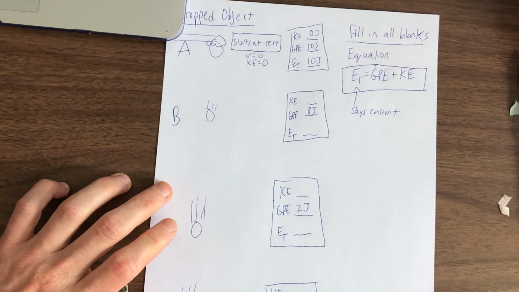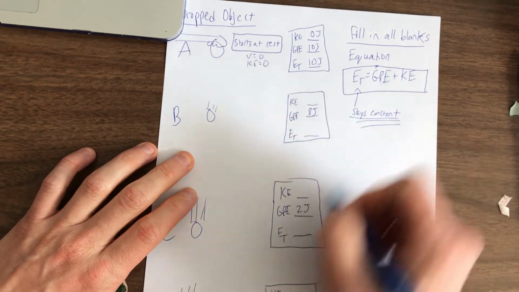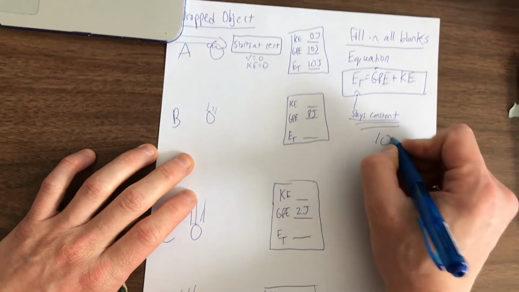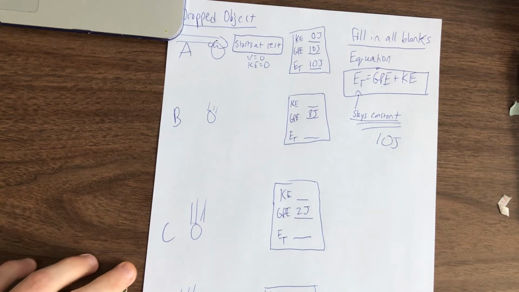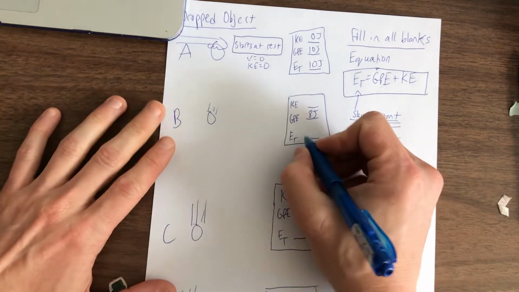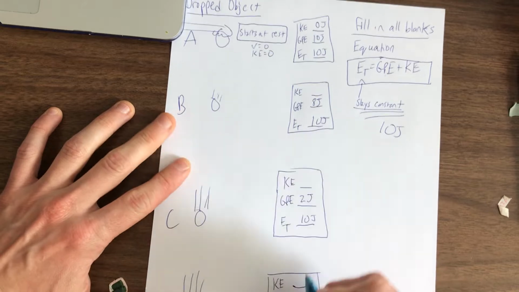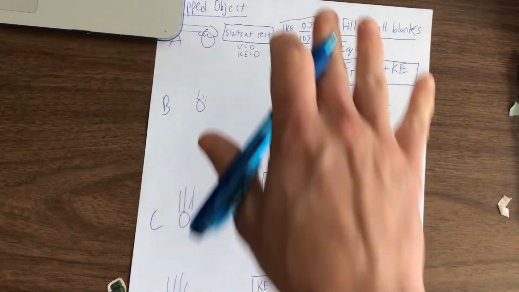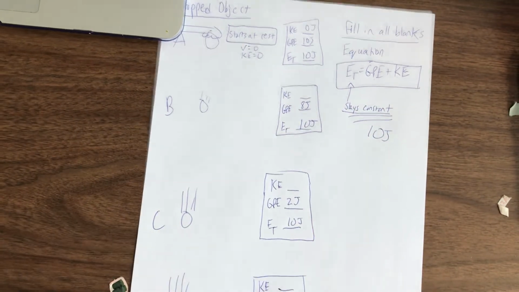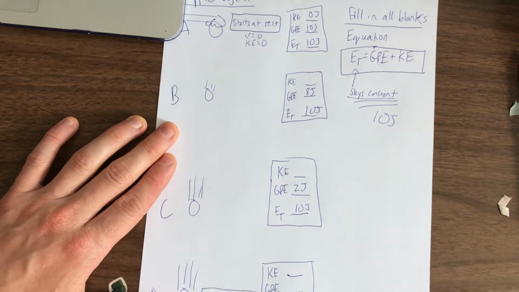Now once we know the total at one of the positions, we know that the total stays constant. So in this case, it's going to be 10. In a different problem, you might figure out the total is like 20 or something like that, and then that stays constant at 20. But in this case, the total is going to stay 10 joules at all the positions, so please write that down. Whatever the total is at one position, the total is the same at the other positions. That's what stays constant means in your notes.